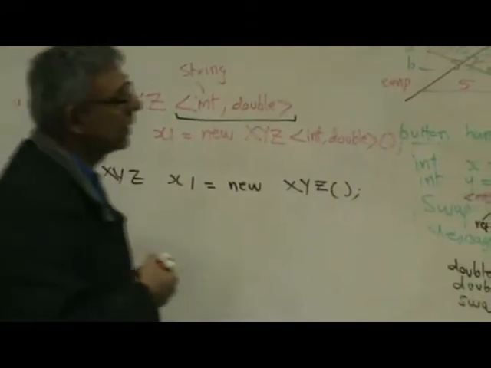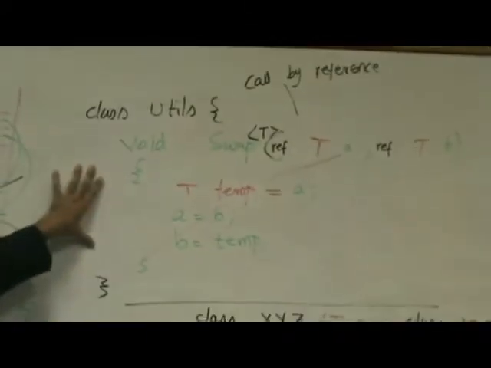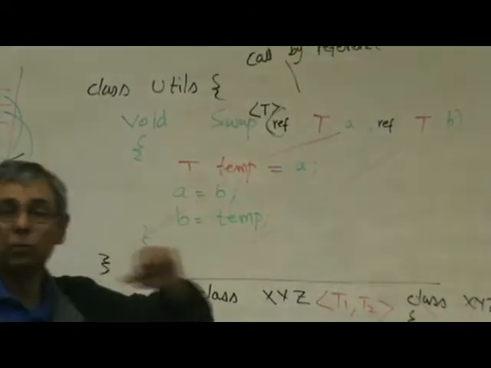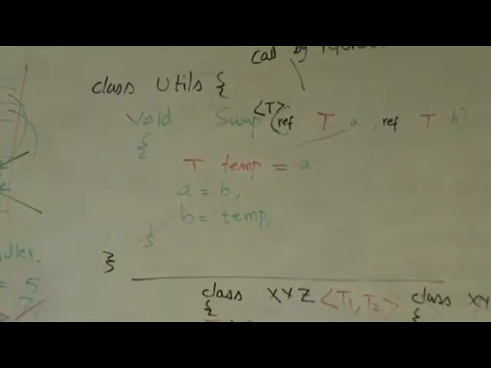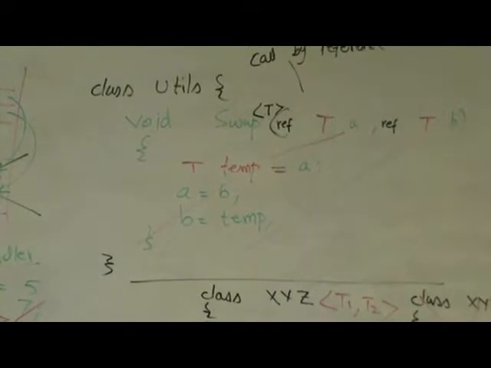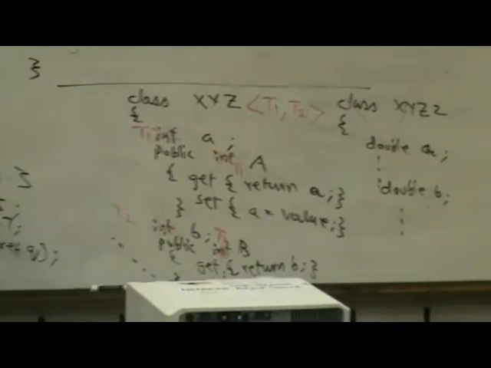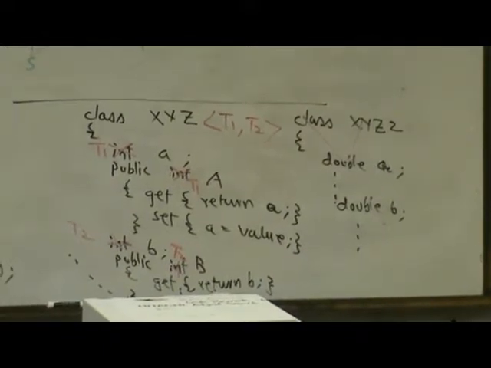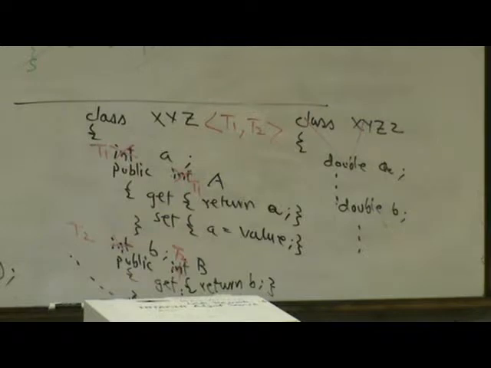Okay, so the question is, this example made sense, right? That we did not want to keep overloading the swap for int and double and string and so on. But this example may not make perfect sense yet. I mean, it's our toy example. So the question is, in real life, where do we use generic classes? To give you an example, a lot of our data structure classes.